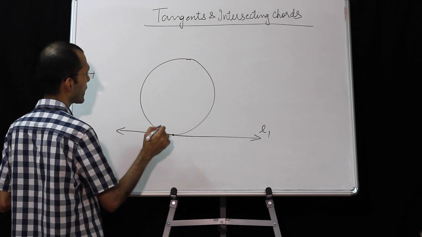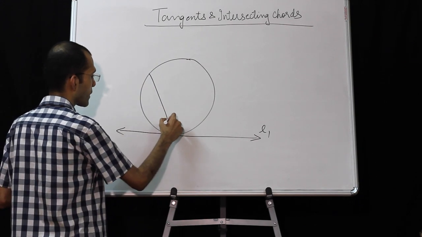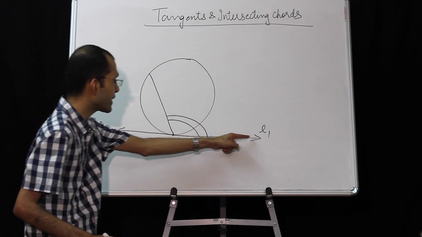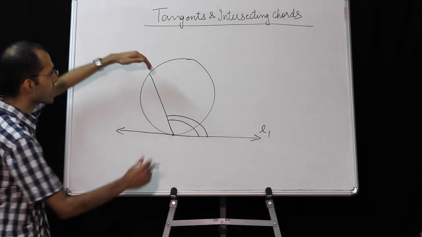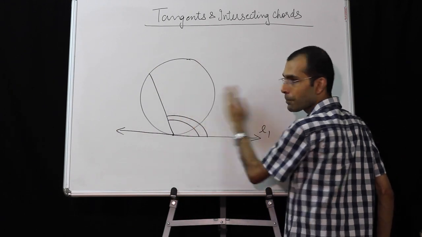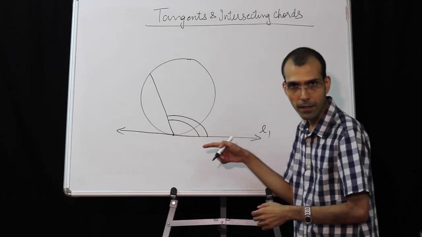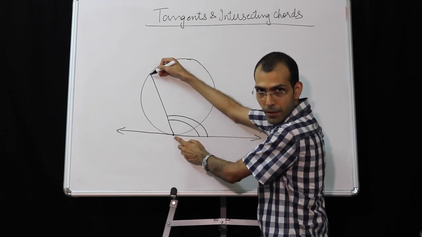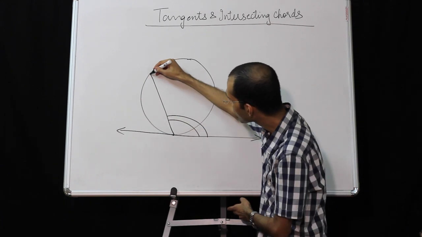This is the point of contact. Consider this angle this time. This is the angle between the tangent and the chord. So now which side is used up? This side is used up, right? This particular angle will now equal some other angle formed by the chord on the other side. So this side is used up, take this side now.